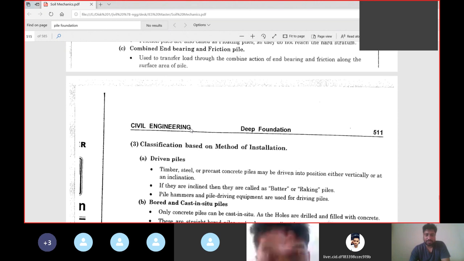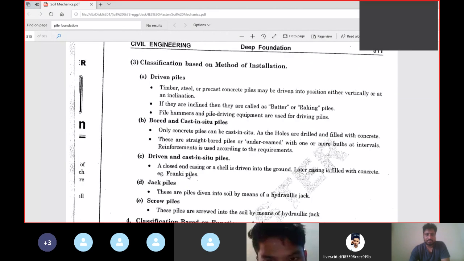Classification based on method of installation. In this, we'll be discussing driven piles, bored and cast in situ piles, driven and cast in situ piles, jack piles, and screw piles. In case of driven piles, we have timber piles, steel piles, and precast concrete piles. When I am saying precast concrete piles, it means they are already cast in a factory where we use concrete and construct the piles. That's why they are called precast piles.